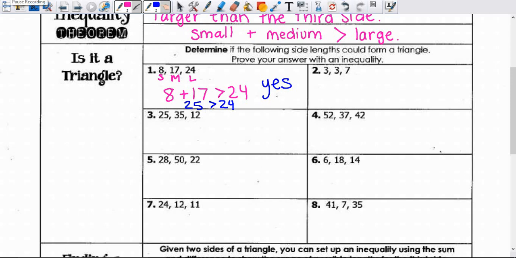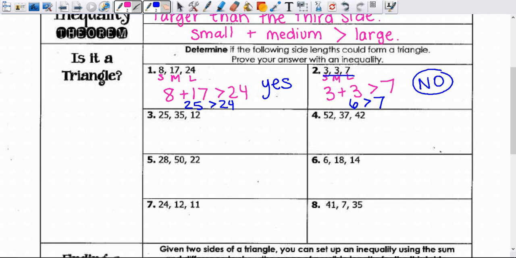All right, now let's try example number 2. If you have two that are the same length, just label one of them as your small and one of them as your medium, and then 7 will be our large. Okay? So small plus medium bigger than large. Well, 3 plus 3 is 6. Is 6 greater than 7? No. So 3, 3, and 7 will not make a triangle.